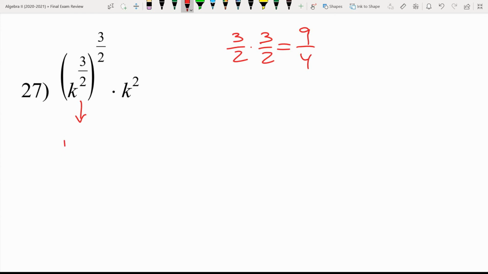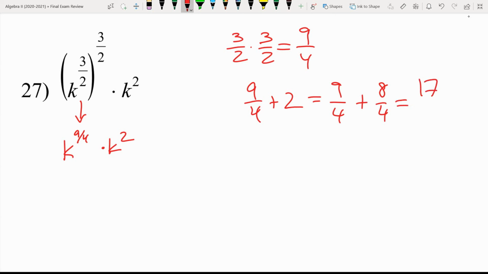So this here just turns into k to the 9/4 times k squared. So now I'm multiplying like bases, so I got to add the exponents then. So I'm going to take that 9/4 and add 2 to it. But it might be easier to rewrite that 2 as 8 over 4, because that's the equivalent of 2 with the common denominator of 4. So add those up, you get 17/4. So that is the power of your final answer, k to the 17/4.